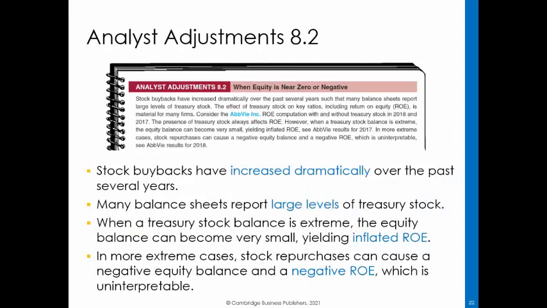Stock buybacks have increased dramatically over the past several years, such that many balance sheets report large levels of Treasury stock. The effect of Treasury stock on key ratios, including return on equity, is material for many firms. When a Treasury stock balance is extreme, the equity balance can become very small, yielding inflated return on equity. In more extreme cases, total stock repurchases can cause a negative equity balance and a negative ROE, which is uninterpretable.